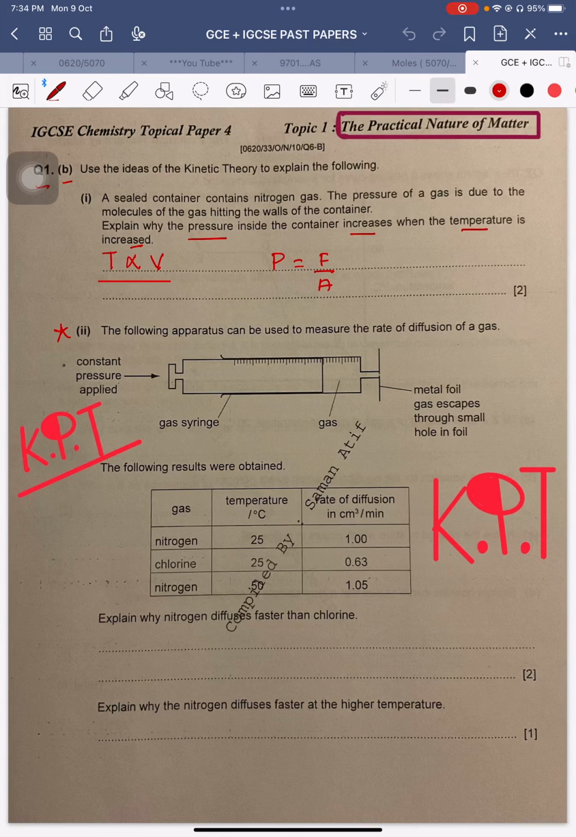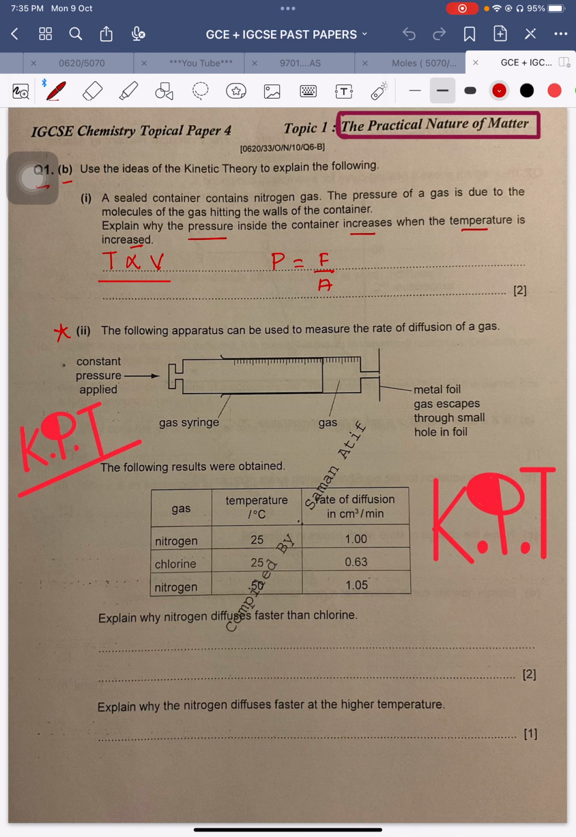Hey guys, we are back with the past papers practice for the particle nature of matter, which is also called kinetic particle theory, and some other questions related to apparatus. We have done question number 1B part 1 in the previous video. Right now, we are going to solve question number 1B part 2.